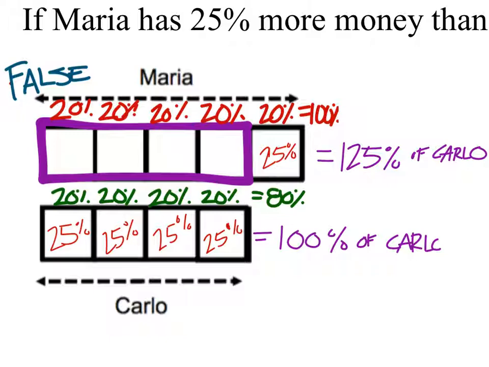Does that make sense right there? She got 25% more. But then at the top there, this is 100% of Maria, and that's 80% of Maria. So the two percentages are off, which means that this is false.